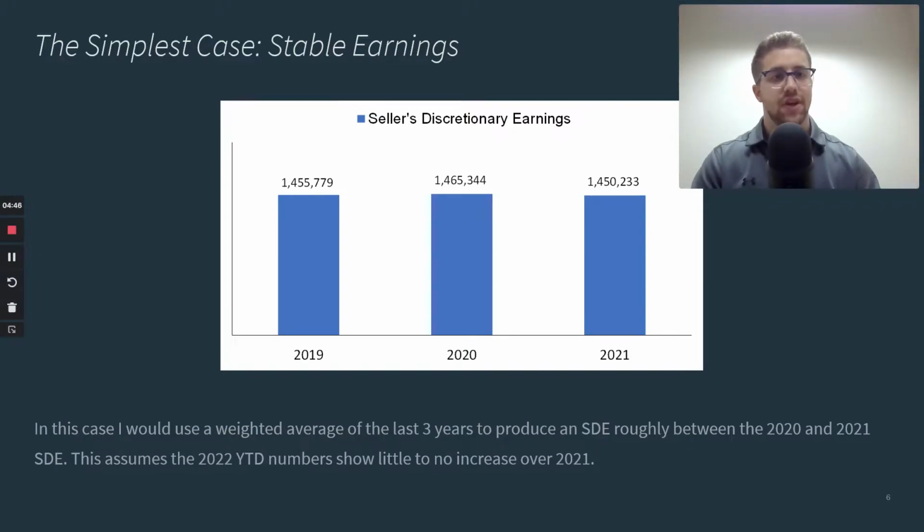Okay, so the easiest case to value is obviously stable earnings. If the business makes roughly the same amount every year, then you can just take a weighted average of the last 3 years and use that. So you're going to want, if it's increasing at all, to take a weighted average, or just look at whatever the last couple years are and pick a round number that's around there. So for this business, I might pick 1.46 as the earnings number to use with the comps.